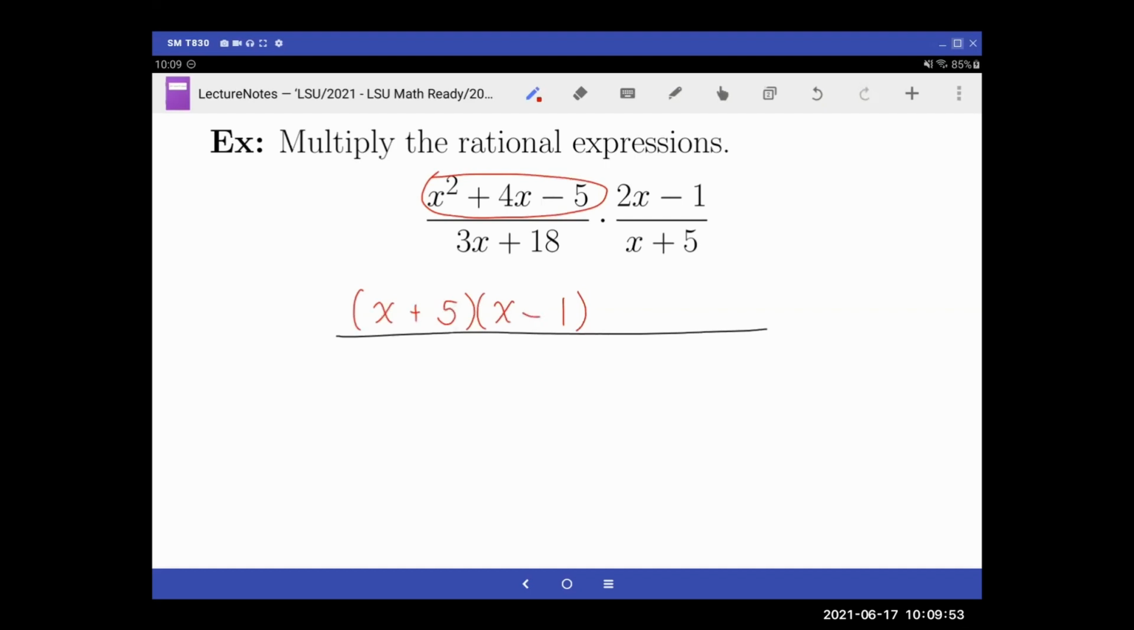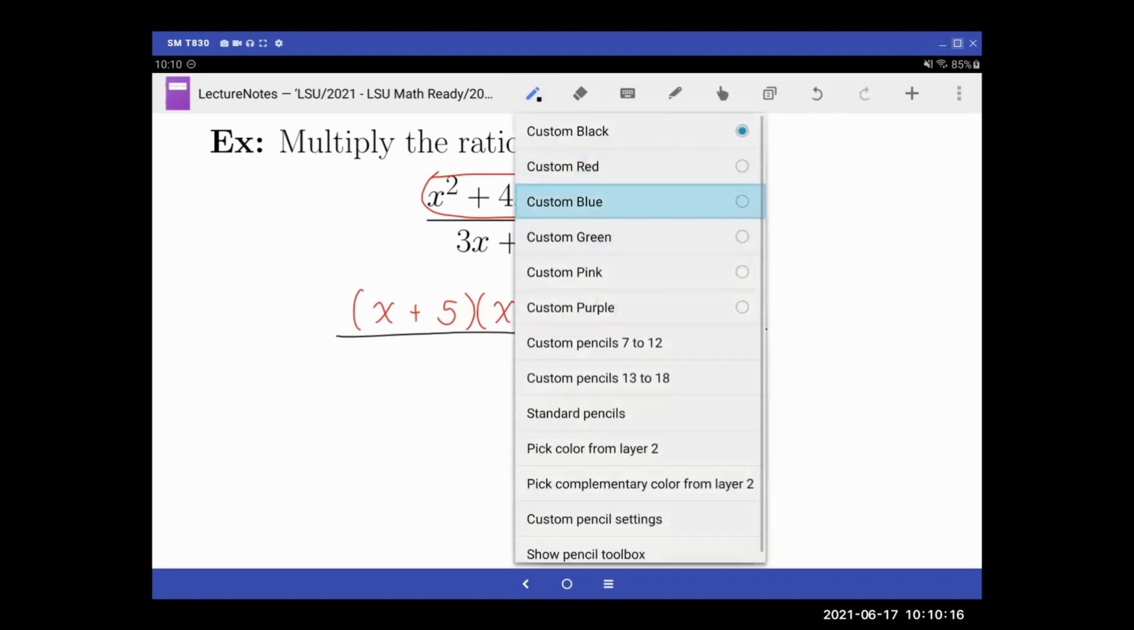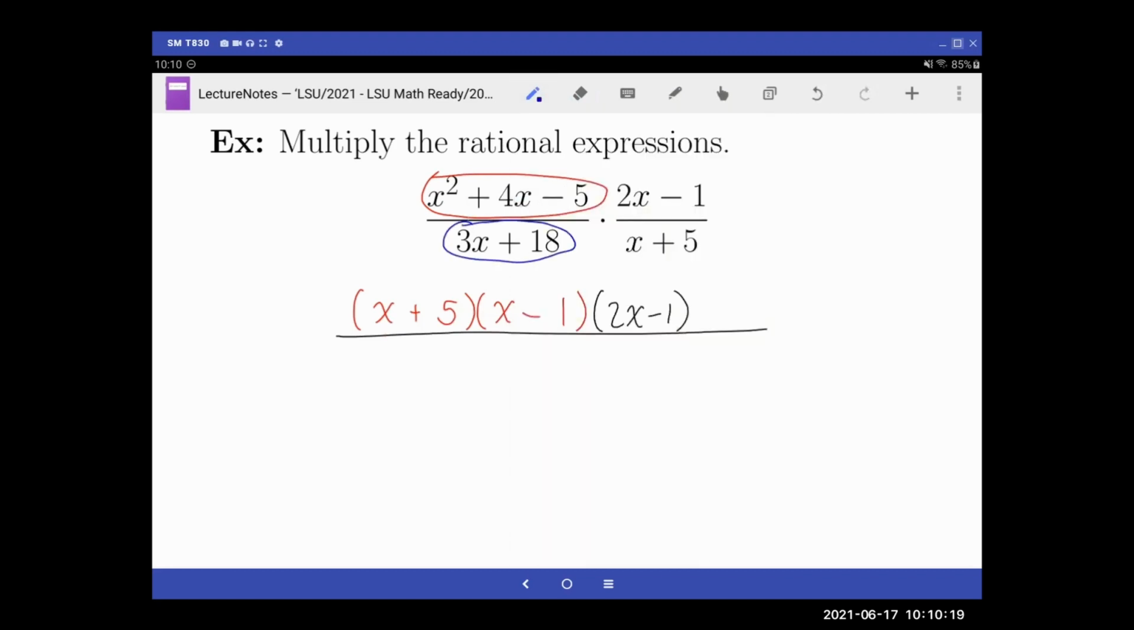I'll check it really quickly. 5x and negative 1x. If I add those together, I get positive 4x, which is the middle term. So I factored it correctly. This one here is just 2x minus 1. Down here at the bottom, 3x plus 18. I can factor out a common factor of 3. 6 times 3 would give me the 18. And then this x plus 5 right here, nothing can be factored out, so x plus 5.